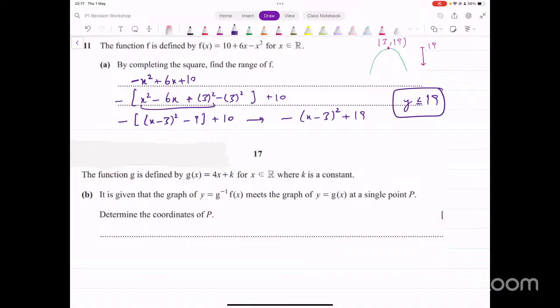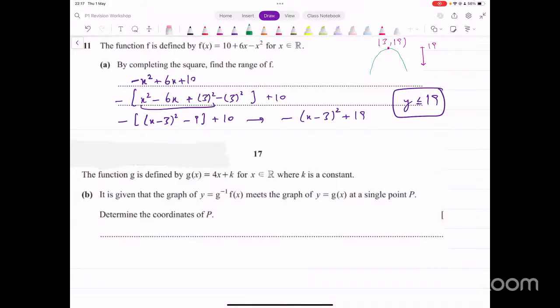Okay, so now assuming that we're done with this, the next part says the function g is defined by g of x equal to 4x plus k, where x is any real number. It's given that the graph of y equals g inverse of f meets the graph of y equals g of x at a single point P. Determine the coordinates of P. So we've got two graphs that meet at a single point.